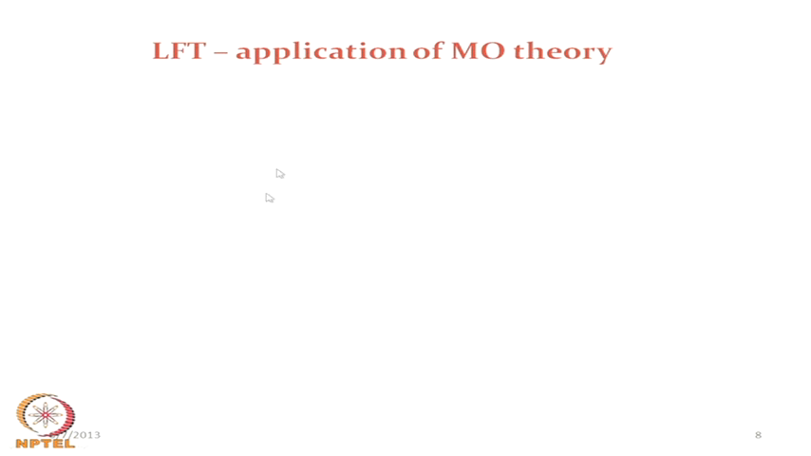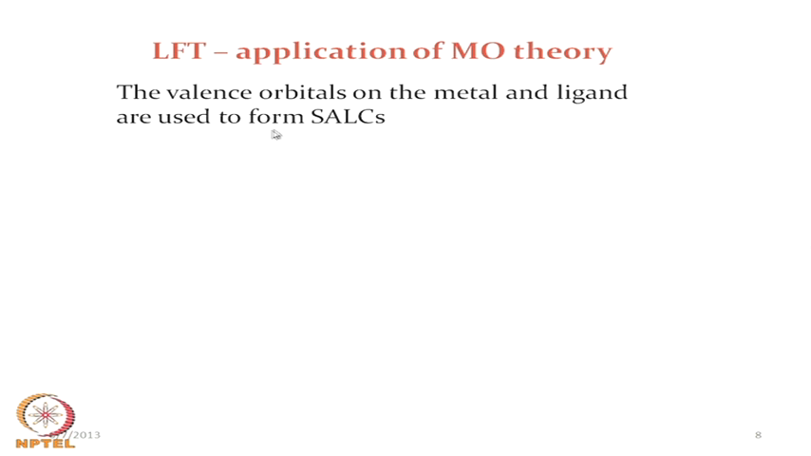So, we use the typical molecular orbital theory that we know so far for simple covalent molecules like carbon monoxide, cyanide, thiocyanate, azide, and we will utilize that molecular orbital theory to get the corresponding LFT, or ligand field theory. Now, the different valence orbitals on the metal and ligand are used to form the different SALCs. SALCs are nothing but symmetry adapted linear combinations.